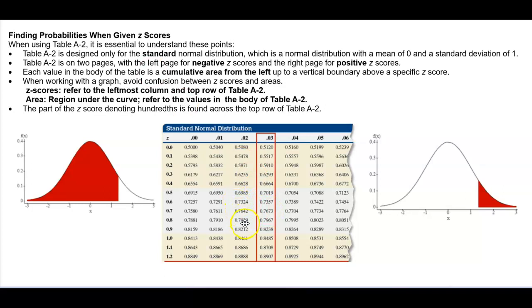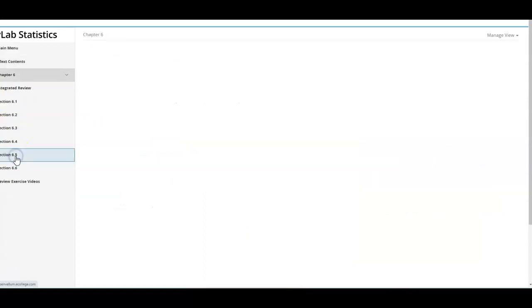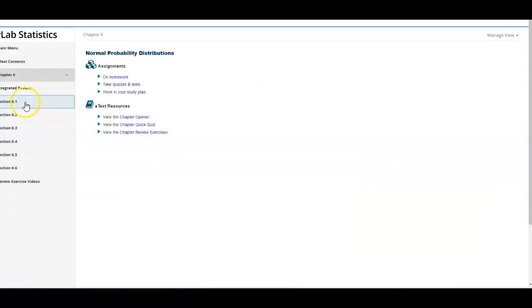So let's figure out where you would need to find this in the textbook. If we go to any chapter, we'll just go to chapter 6 in this case. We're going to select the e-text. So we'll go to the chapter opener here. That's going to open up the textbook. And now once the textbook is open, we can view and find where we can find this table.